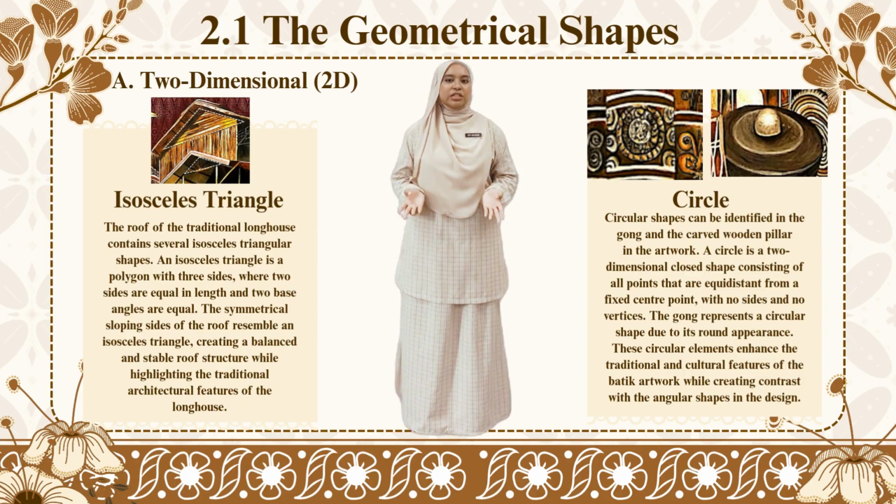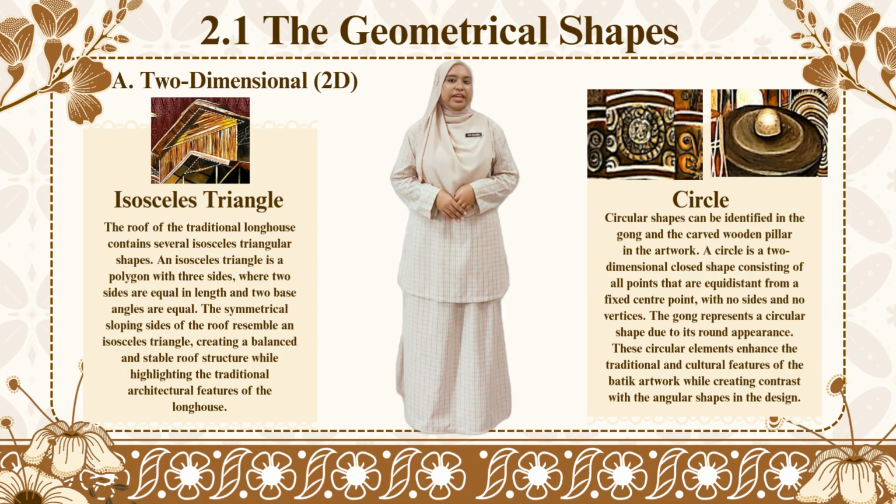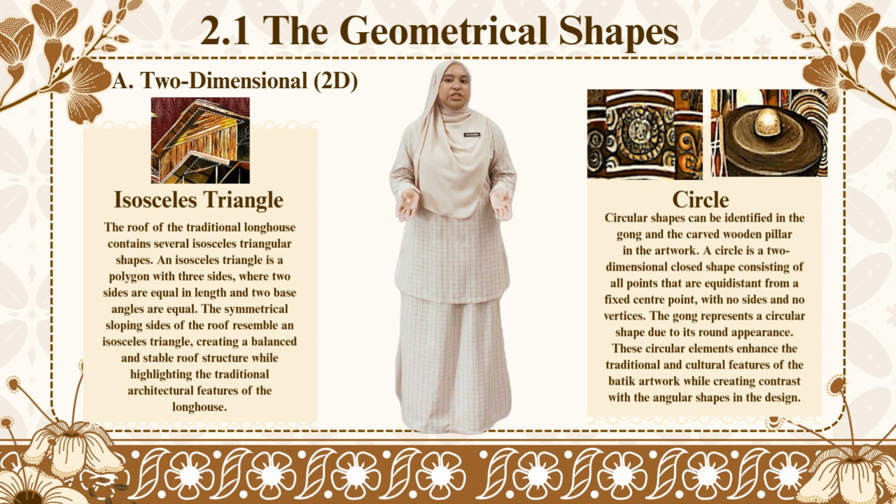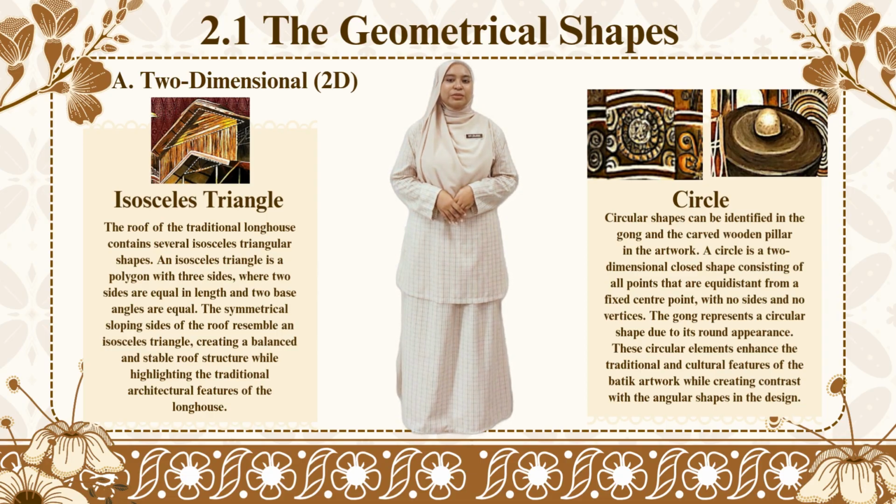Next, the second geometrical shape identified in the artwork is the circle. Circular shapes can be identified in the gong and the curved wooden pillar in the artwork. A circle is a two-dimensional closed shape consisting of all points that are equidistant from a fixed center point. It has no sides and no vertices. The gong clearly represents a circular shape due to its round appearance. These circular elements contribute to the traditional and cultural features shown in the batik artwork. The presence of circles also creates contrast with the angular shapes found in other parts of the design.